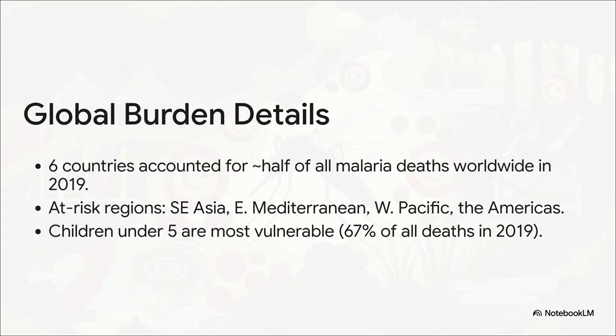In 2019, 6 countries accounted for approximately half of all malaria deaths worldwide: Nigeria at 23%, the Democratic Republic of the Congo at 11%, United Republic of Tanzania at 5%, Burkina Faso at 4%, Mozambique at 4%, and Niger at 4% each. The WHO regions of Southeast Asia, Eastern Mediterranean, Western Pacific, and the Americas are also at risk.